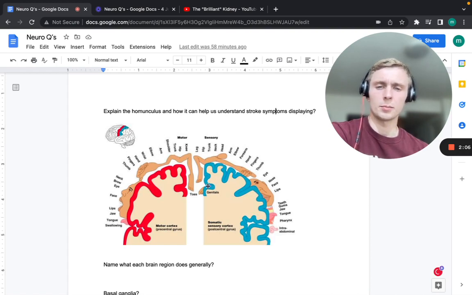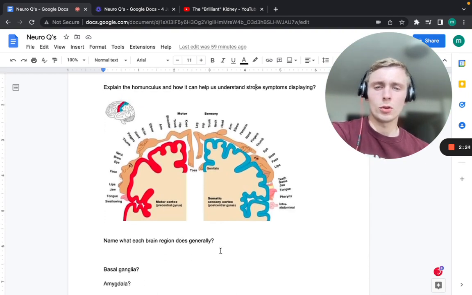And so this is just a simple representation to help us understand some of the stroke symptoms anyways, some of the motor, some of the sensory, just based on where the arteries course and where the homunculus is laid out on the brain. So I just wanted to put that in there.